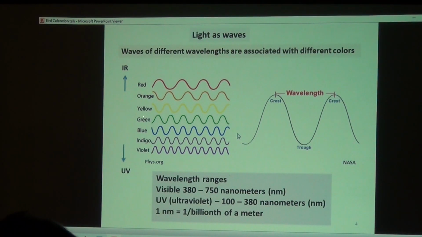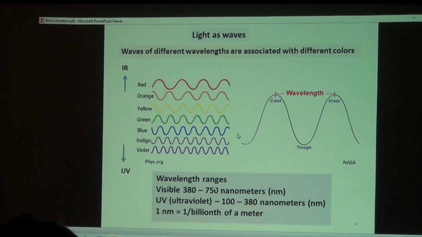Each color that we see, this is a spectrum of visible colors visible to us, violet at this end and red at the other. These colors are associated with waves that have different wavelengths. The violet waves have the shortest wavelength and the red has the longest. Even shorter than violet is ultraviolet. And these are the ranges here.